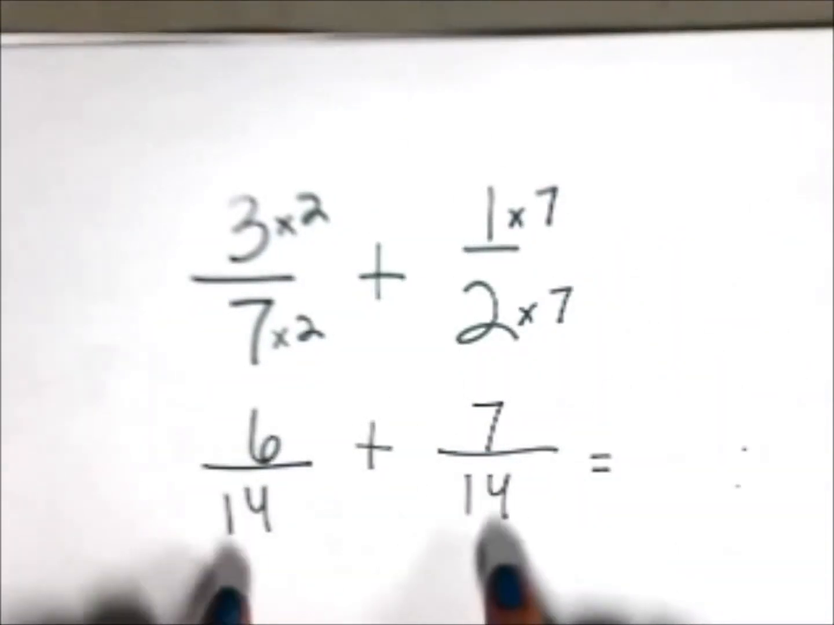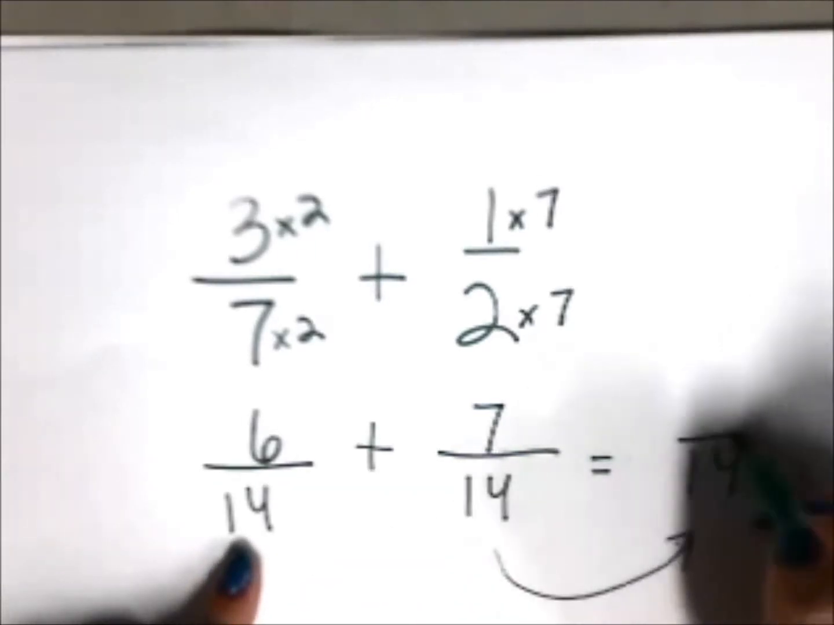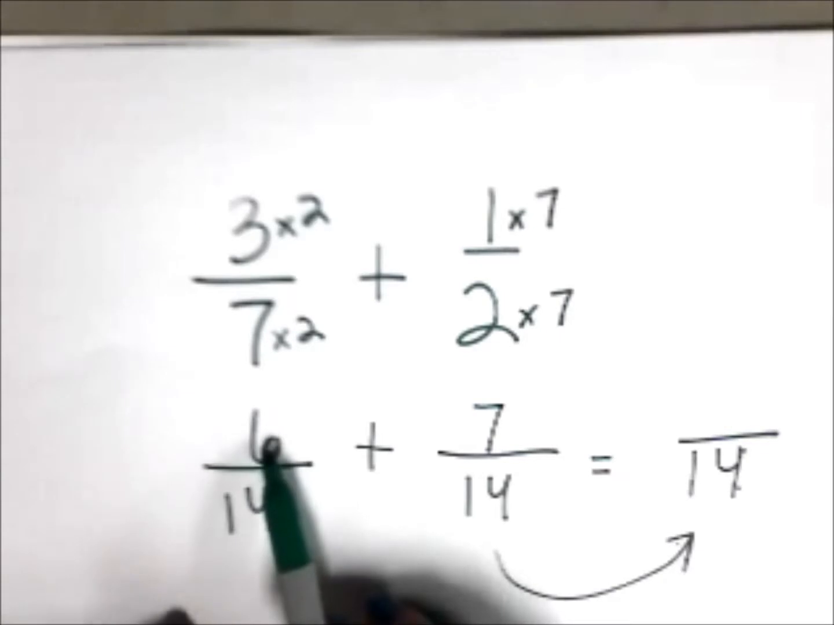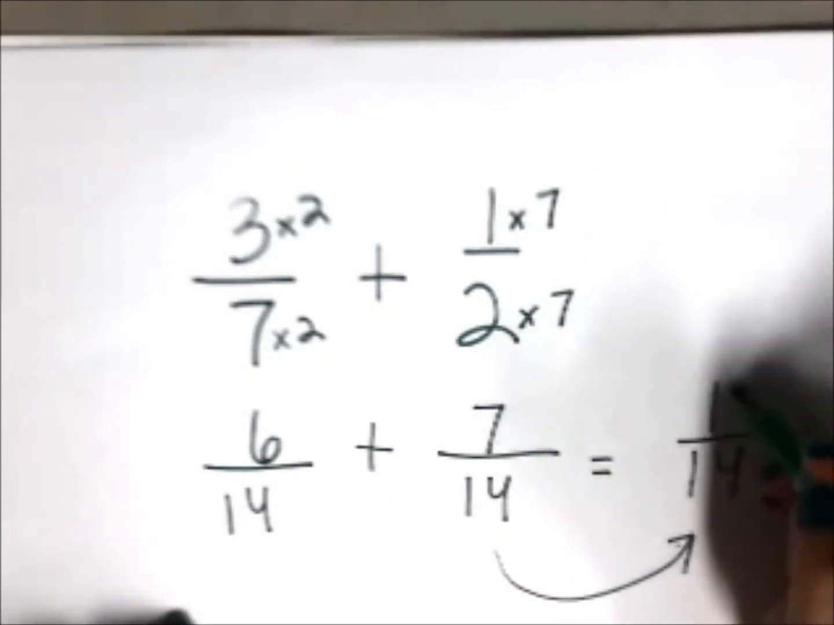Now I have a scenario where the denominator carries through, of course. Remember, we are not adding our denominator, and I can simply add the numerators. 6 plus 7 will give me 13.